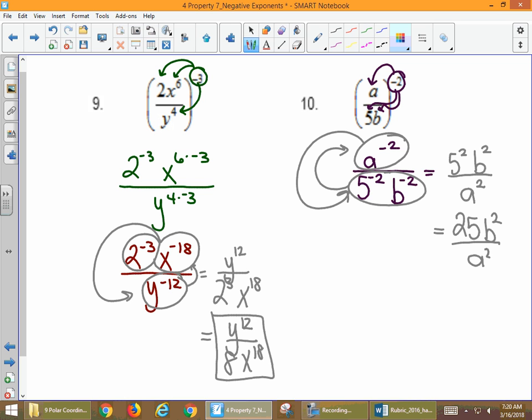If you have trouble remembering that rule, if you put 1 over 5 to the negative 2 into a calculator, it will give you 25. Just know that that is 25 over 1. That's 25 on the top. If you put 5 to the negative 2 in a calculator, it will give you the fraction, or it will give you the decimal that you can make into a fraction.